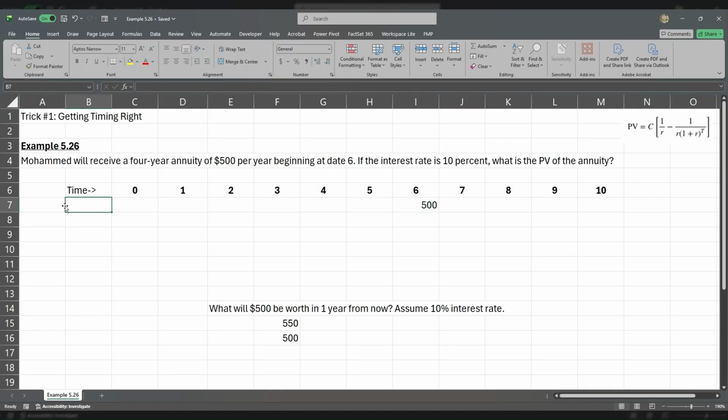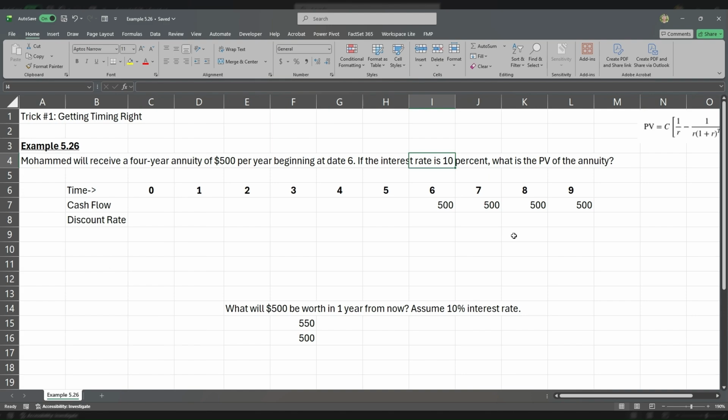So here in my second row, I'm going to write cash flow. So everything in this row is the cash flow associated with each period. So in period 6, they get $500, but it's an annuity of 4 years. So there's going to be 4 payments of $500. So 1, 2, 3, 4. So it actually goes only until period number 9. Now what I'm going to do in my next row is put discount rate. And what is it? 10%. So I'm just going to write 10% and copy and paste that 4 times.